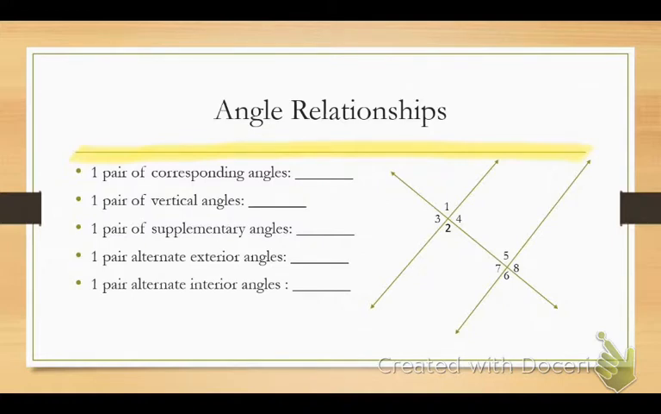So for angle relationships, I want you to name me one pair of corresponding angles. There are 4 pairs total. Just give me one. One pair of vertical angles. Give me one. There are 4. Now, supplementary also means adjacent, okay? Adjacent is more the word that we used. Adjacent, supplementary, same thing. So give me one pair. There are 8 to choose from. Give me one pair of alternate exterior angles. There are only 2 pairs of these. And alternate interior, there's only 2 pairs of those.